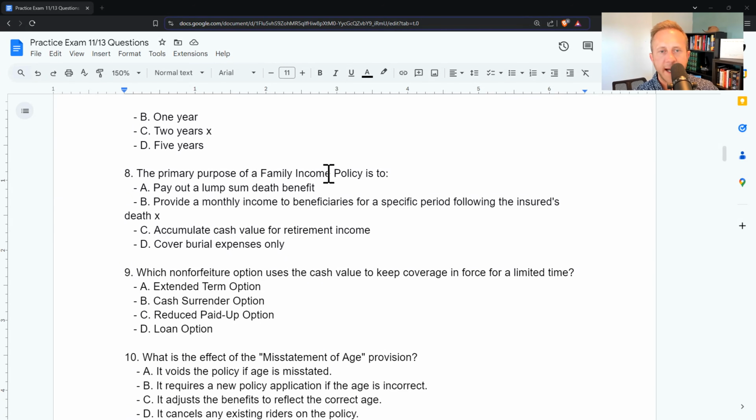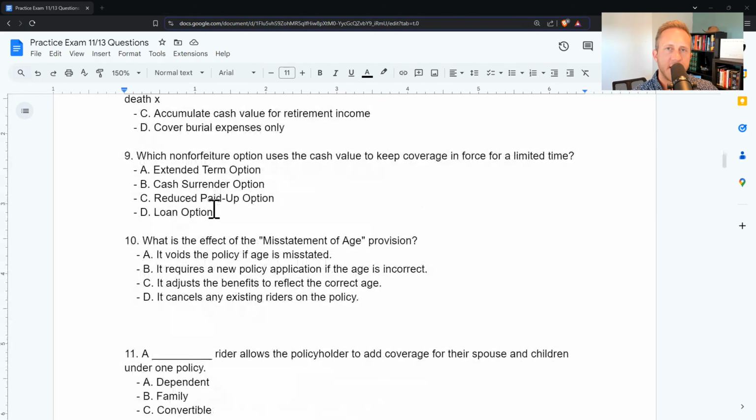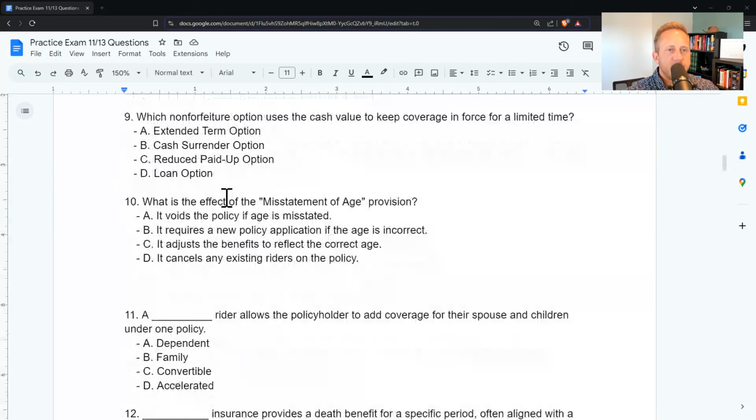So, insured dies, a family income policy provides income to the beneficiaries. Next, which non-forfeiture option uses the cash value to keep coverage in force for a limited time? Okay, this is going to be the extended term option.